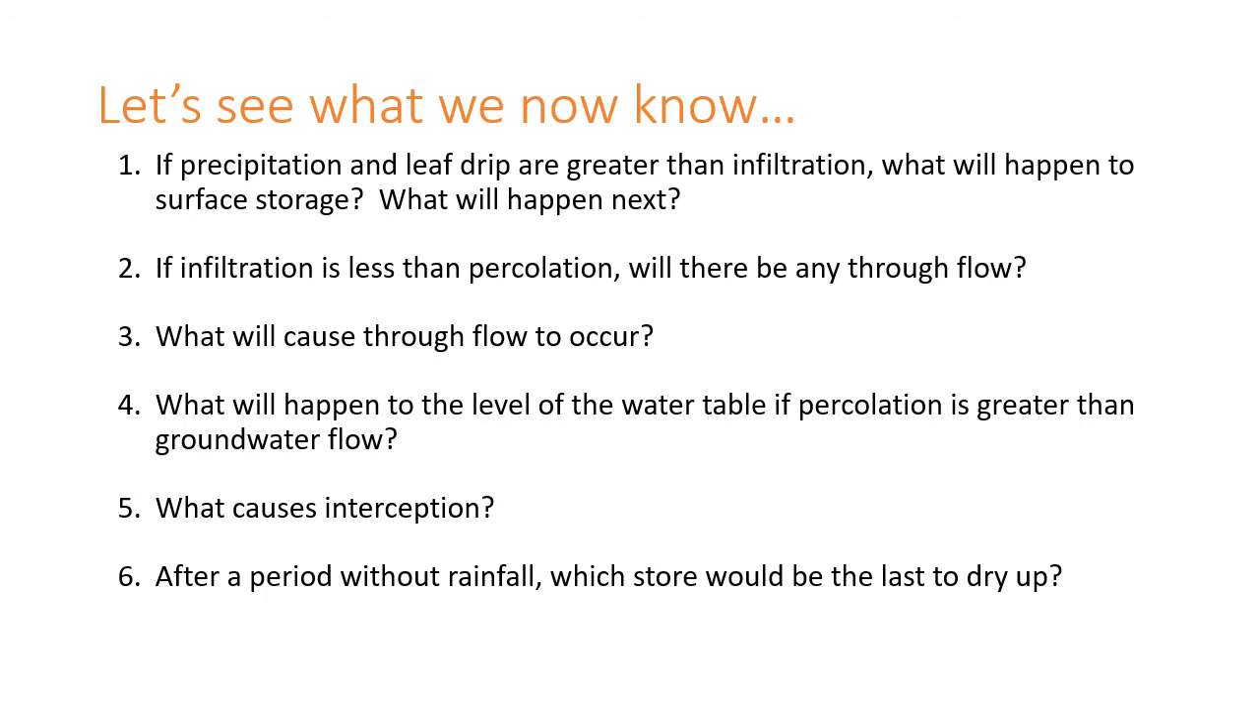Okay, number four. What happens to the level of the water table if percolation is greater than groundwater flow? So basically, this is the water going into the rock quicker than it can flow through. So again, think of the well. If the water is flowing into the rock underneath very quickly, what will happen to the level of that well? And I hope you realise that if water is disappearing from the soil and is going into the ground deep underneath, then actually the water table will start to fall.